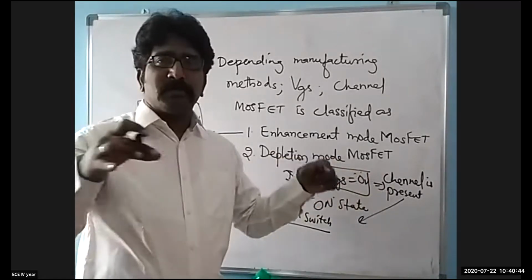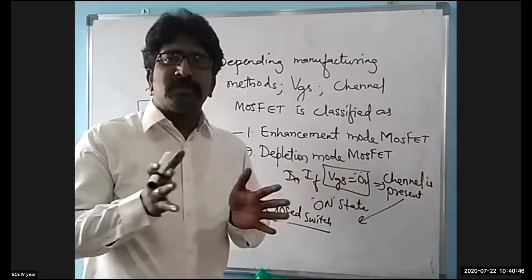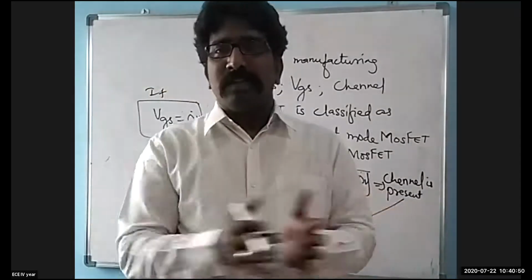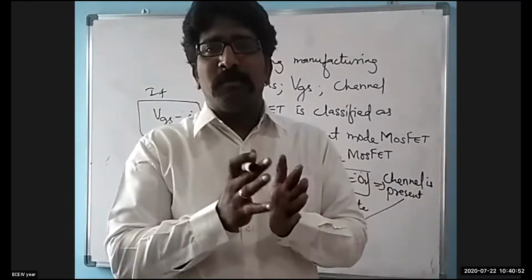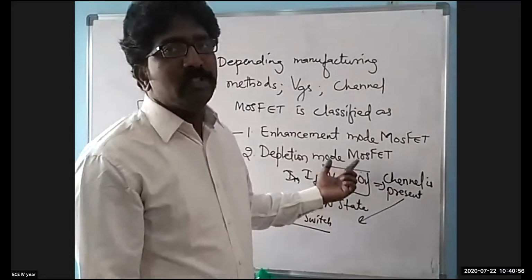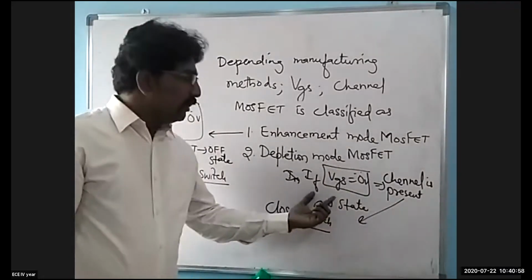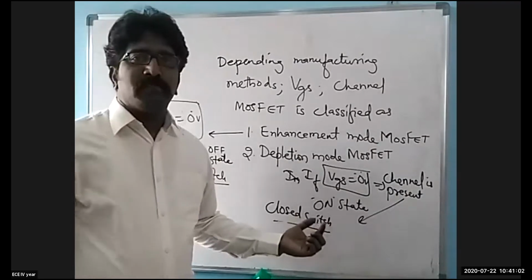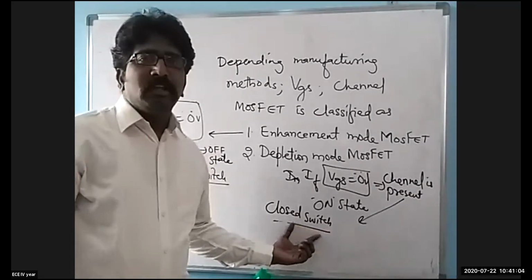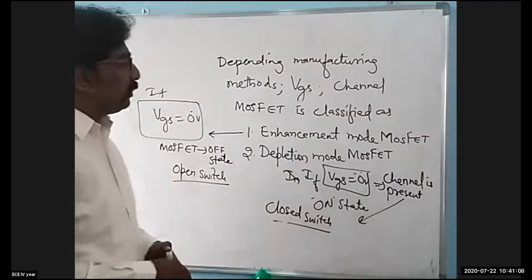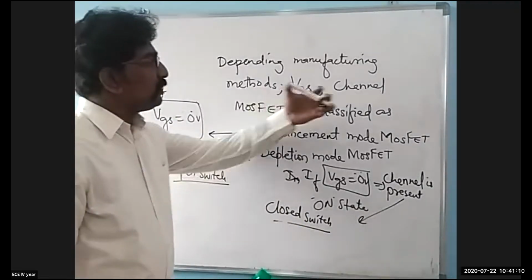It means there exists some kind of path. Because of this path, the charge particles can easily move from the source terminal to the drain terminal. Since there is charge particle movement through the channel, the entire device will be in the on state. The on state happens only when you close the switch. If the switch is closed, then only the charge particles will be moving. So these are two different types of MOSFETs depending upon VGS and channel.